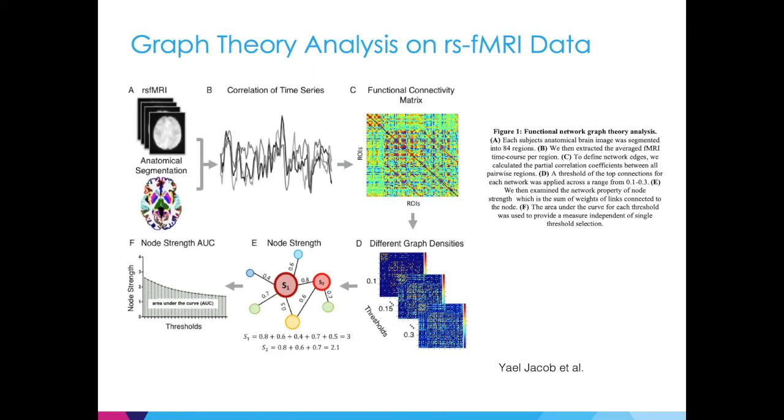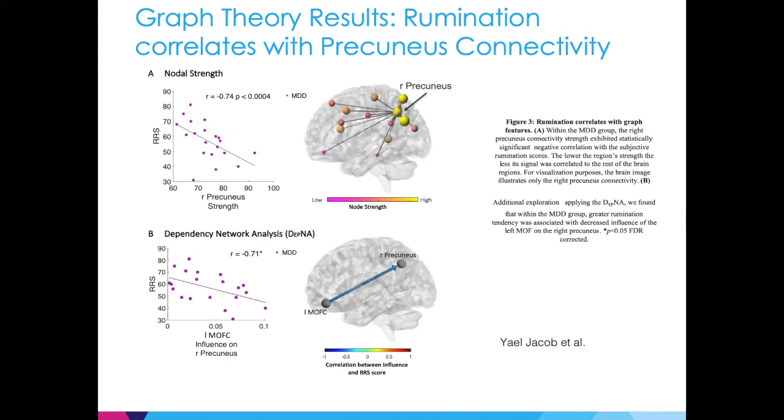We've also performed graph theory analysis and found that some graph theory metrics relating to the precuneus are very much correlated to the rumination score, which is one of the symptoms. We've done cognitive measures for each symptom of depression for all of these patients, and we found that there's a strong correlation between these graph theory metrics relating to the specific region of the brain and rumination.